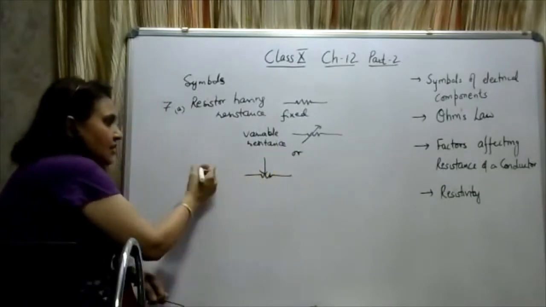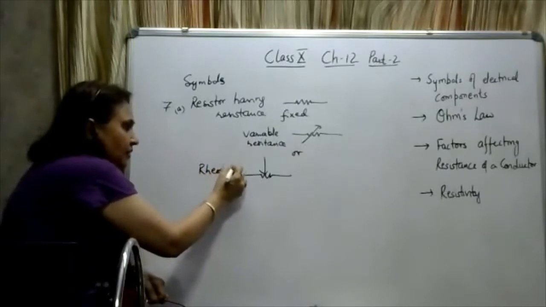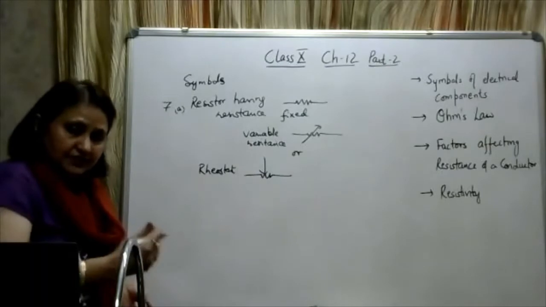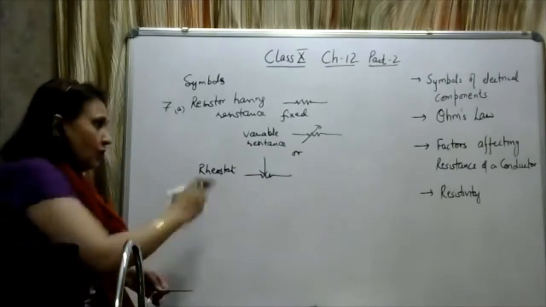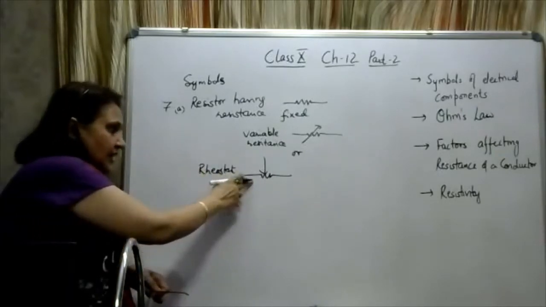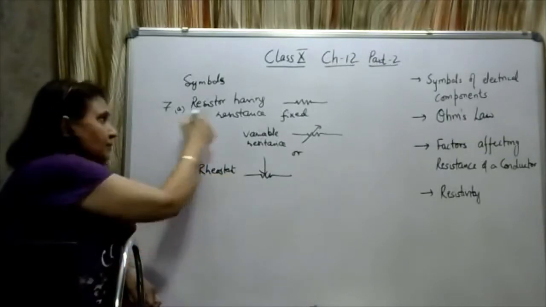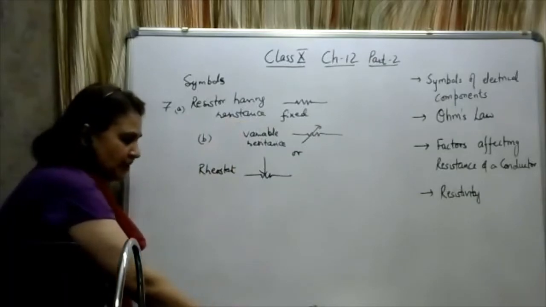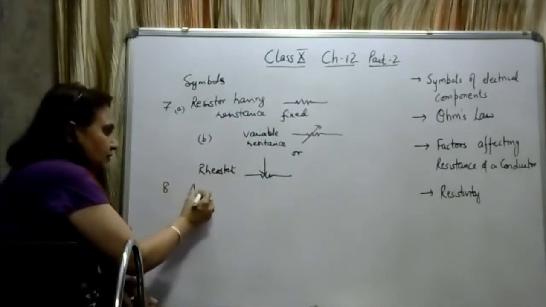This is the symbol for the rheostat. A rheostat is an instrument which changes the resistance in an electrical circuit. When resistance changes, it regulates the current, it changes the current. In some electrical circuits, the resistance has to be changed, that is, the rheostat has to be introduced there. This part has fixed resistance, and this is the resistance which is variable. Next one is the ammeter.